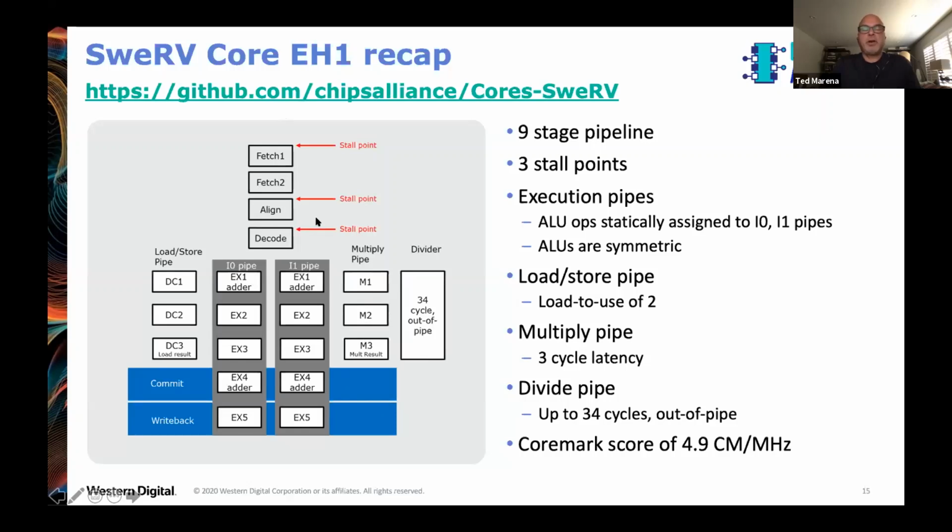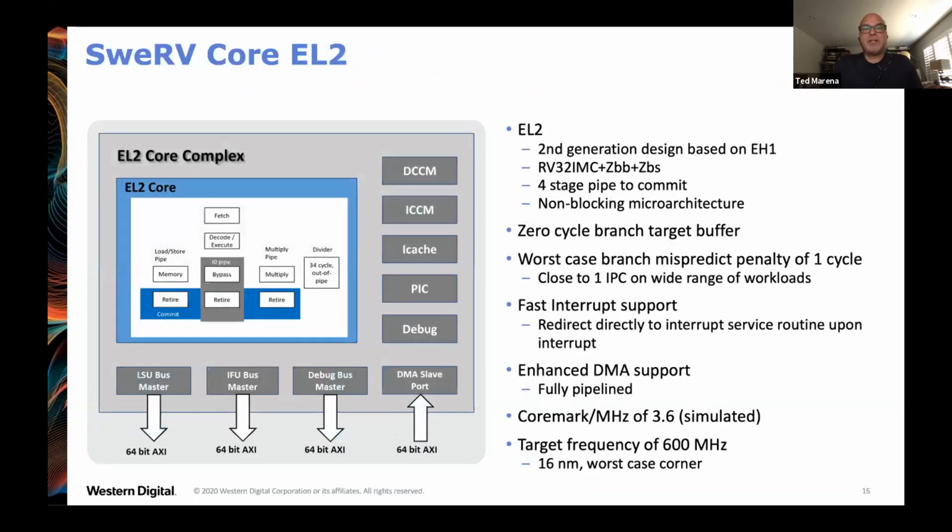So earlier I talked about the number of instructions per clock cycle. I'm going to show you some data on how we have that improved. So this was the first core that we did. It was kind of a walk before we run. And the next cores, the EL2 and the EH2, were built off of this. So the simpler core, the EL2, is again based on the EH1.